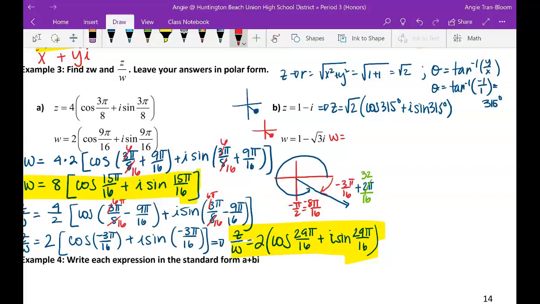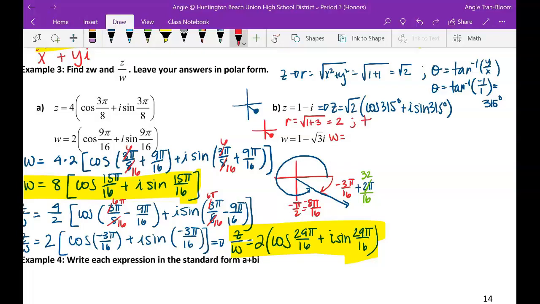So w equals, let's find the radius. So r equals square root of x squared plus y squared. X is 1, so 1 squared is 1. Y is negative rad 3. Negative rad 3 squared is 3. So this is going to give me square root of 4. Square root of 4 is 2. So the radius for w is 2.